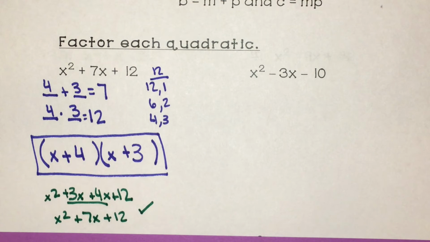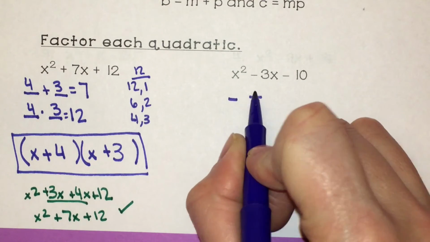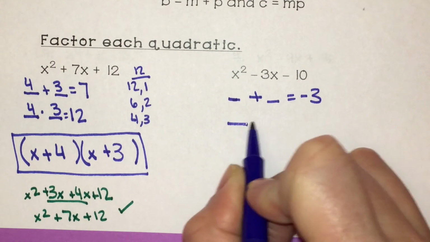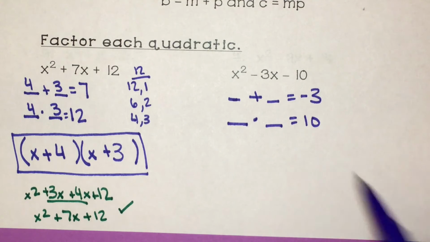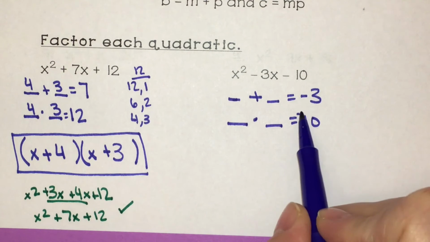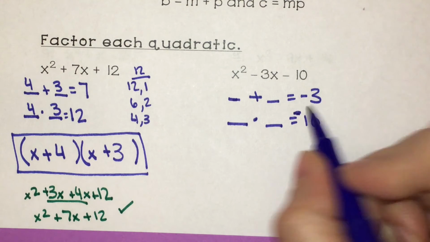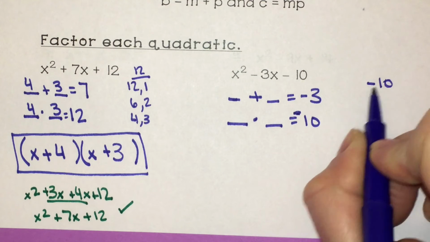All right, next one. We need to see what two values we can add together to equal -3 and multiply together to equal -10. Okay, so this one is a little more tricky. We know that the only way to get a negative when we multiply is to multiply a positive times a negative. So you know one value is going to be positive, one value is going to be negative. And they have to equal -3 when added together. So I'm going to look at the factors of -10.